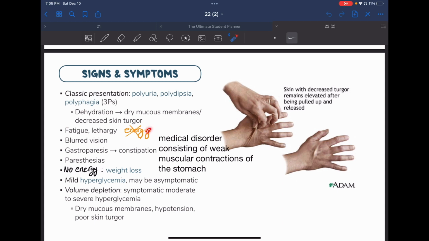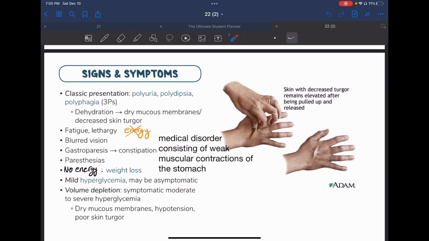And the patient doesn't have any energy, so they have fatigue and blurred vision and gastroparesis, which is the weak muscular contractions of the stomach. So the patient can have constipation and paresthesia. And because they don't have any energy and the glucose doesn't enter the cells, they can lose weight. So the body is using fat instead of the glucose.